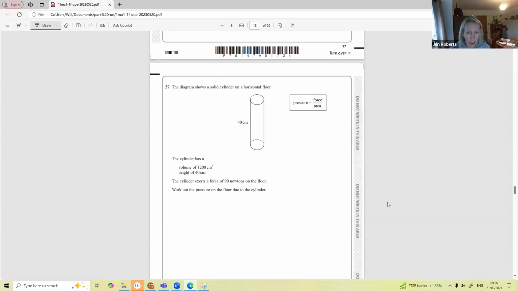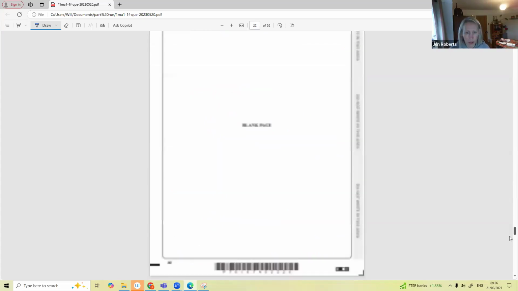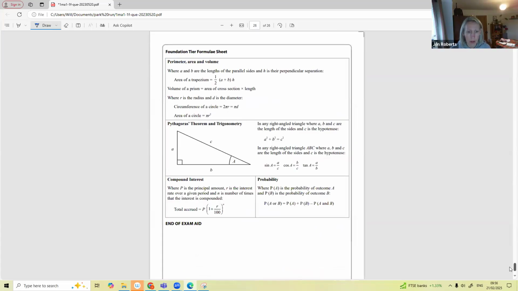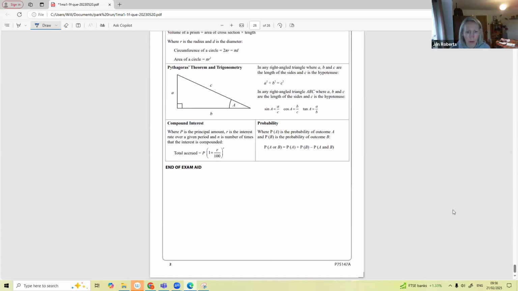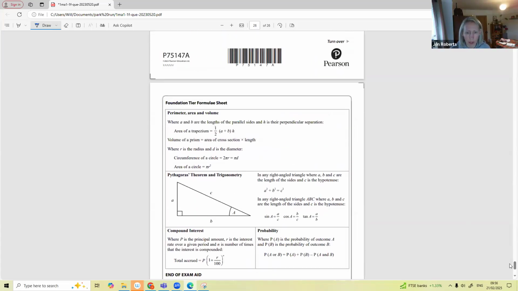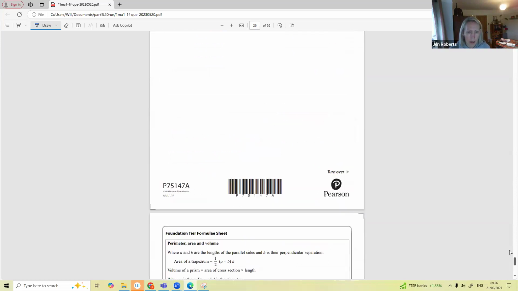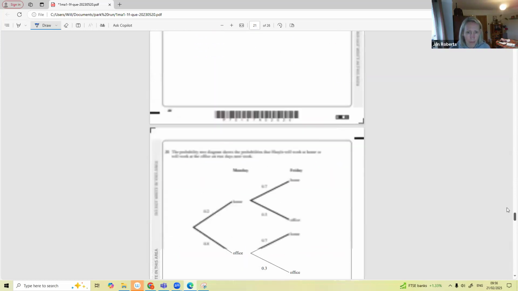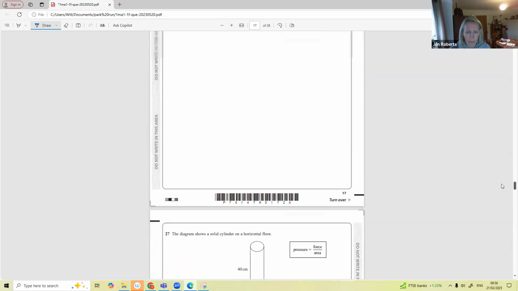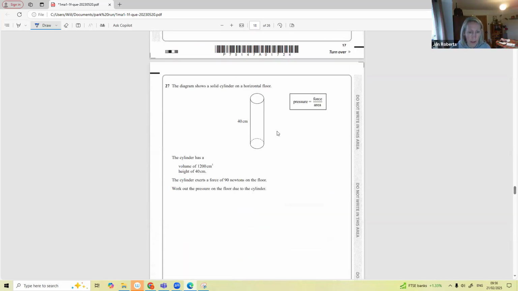Okay, so we've got a cylinder here. Let me just check to see the formulas you're given. Right, we're not given the volume of a cylinder, so you have to know that one. It's pi r squared h. Area of circle times height.